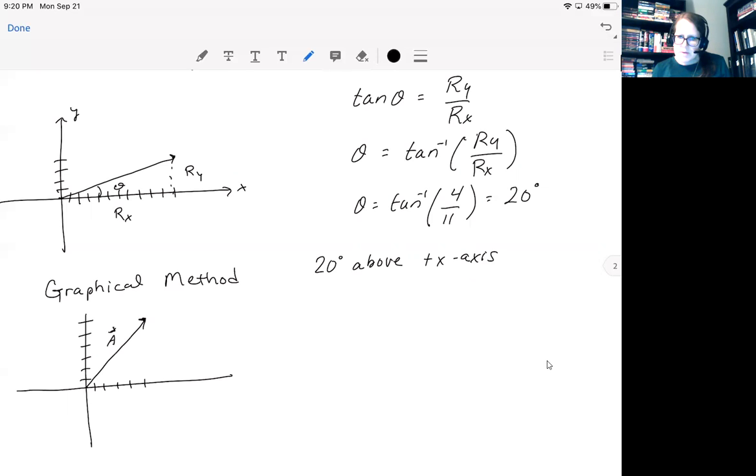And then vector B was 6 in the i hat and negative 2 in the j hat. So we go one more this way and 2 down. And your B, something kind of like that.